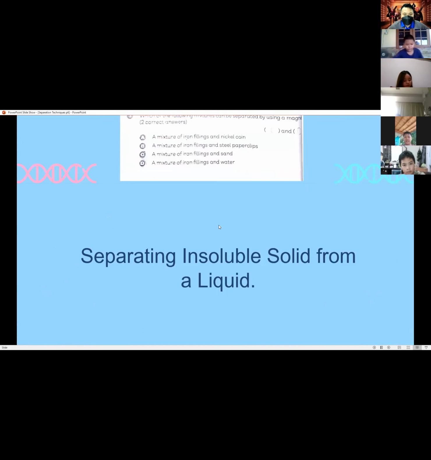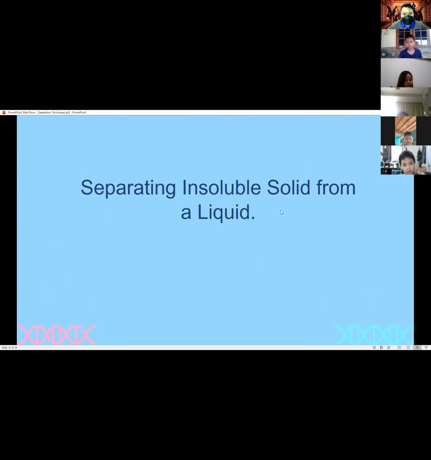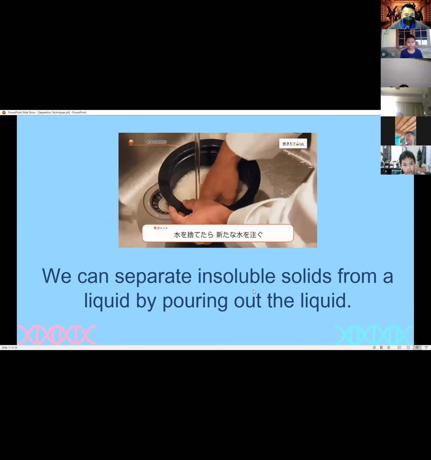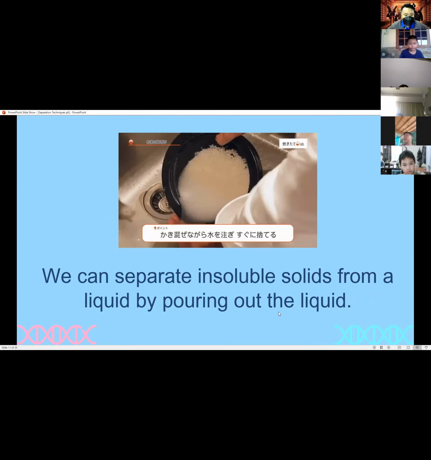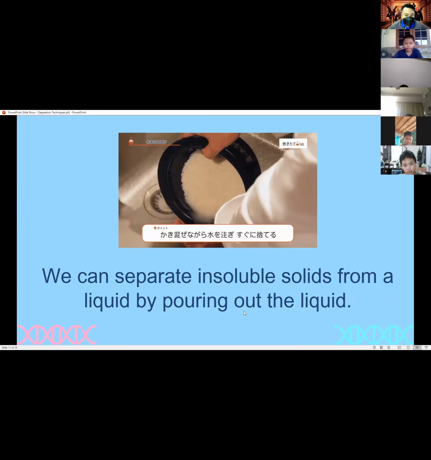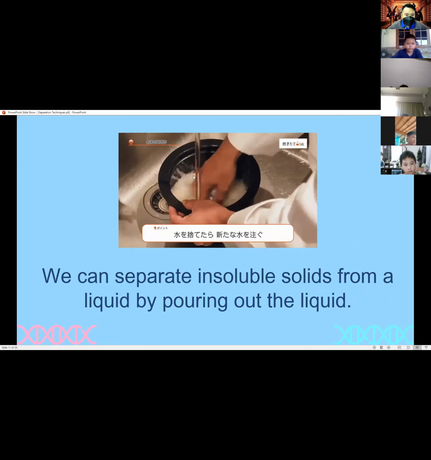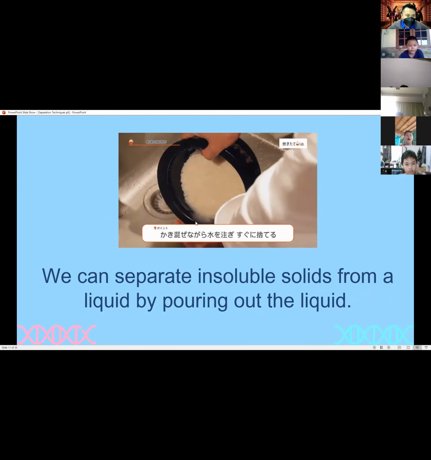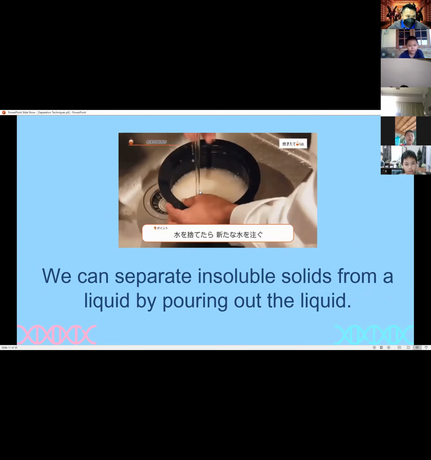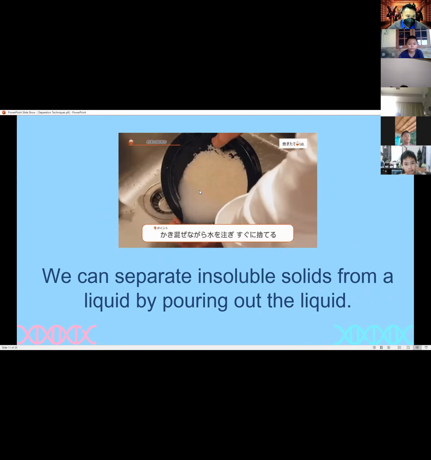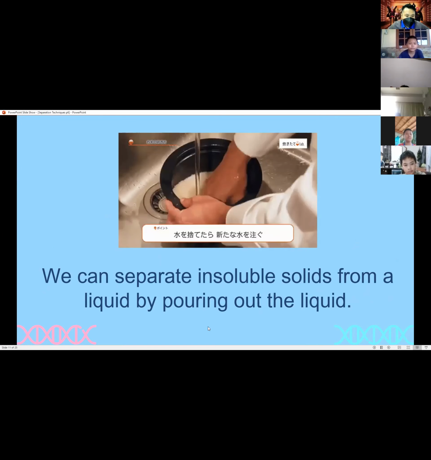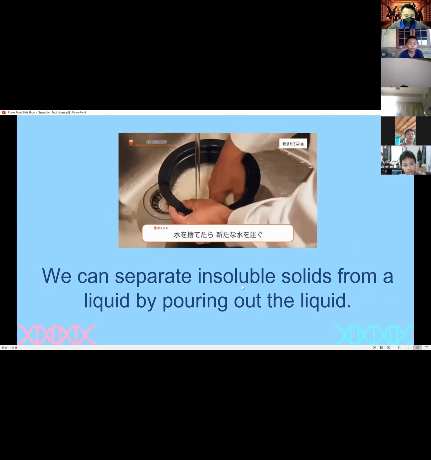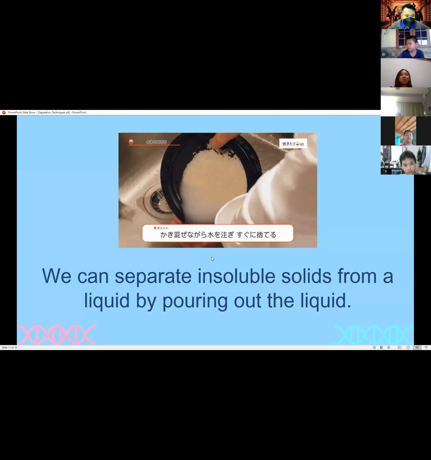So we finish this. Now, separating insoluble solids from a liquid. We can separate insoluble solids from a liquid by pouring out the water. So for this one, we have to pour the water out of the pot so we can get the rice. All right? That is how we separate insoluble solids from a liquid.